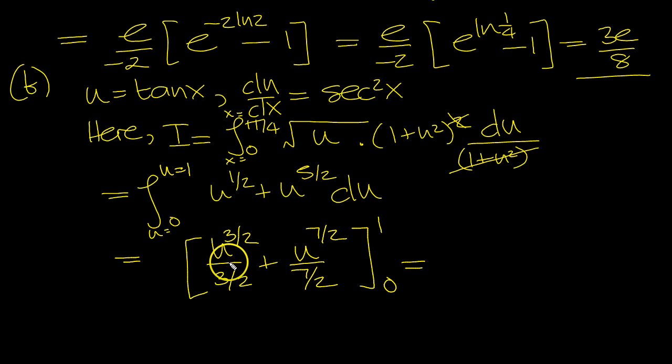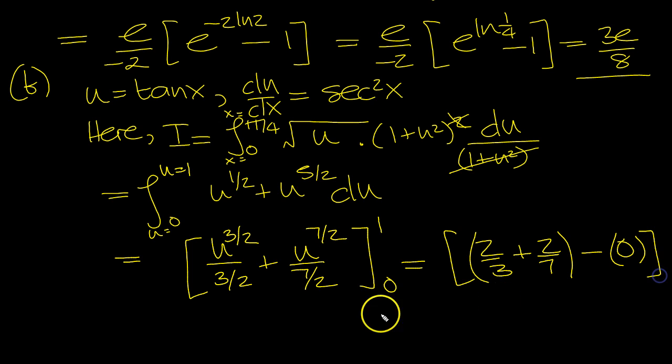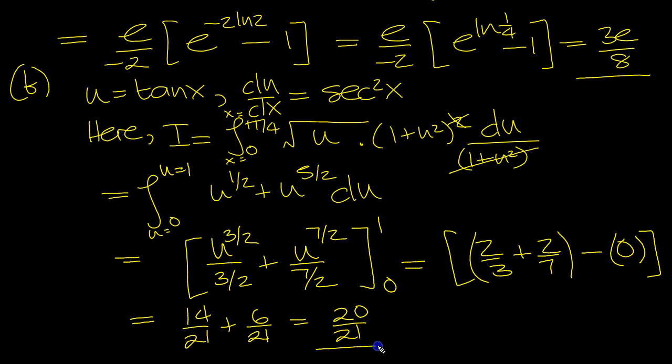Okay, so this is 2/3, isn't it? So it's going to be top value, put u is 1 in, it's just going to be 1, so this becomes 2/3, plus, and then this is u, put 1 in, you get 2/7. That's the top value. Take away, put the 0 in, and all these would be zeros, so we get that. 21s times by 7 is 14 over 21, plus times by 3, 6 over 21, isn't it? So that's 20 over 21.